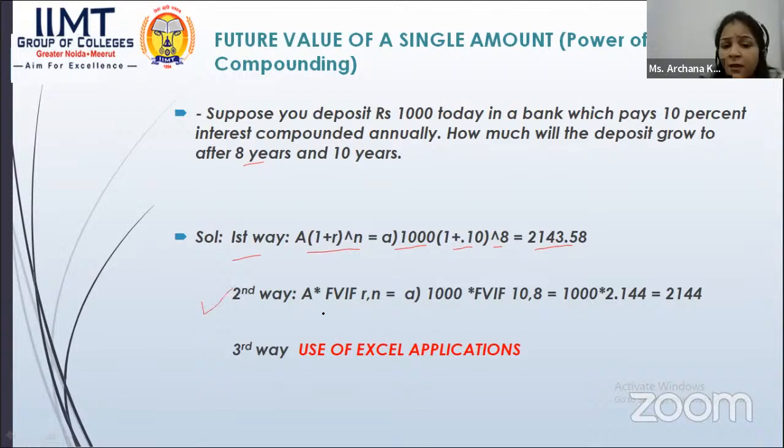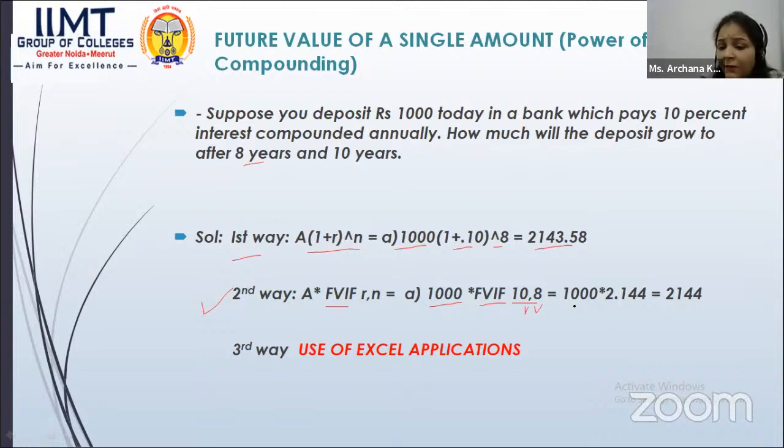The second way, we can use the finance tables. Finance tables are easily available on Google. You can easily Google it and you can get the values of the future value interest factor. So we basically have 4 tables: FVIF, FVIFA, PVIF, and PVIFA. We'll consider the others later on. Since this is a case of lump sum, we will consider the future value interest factor table. So what we'll do is multiply our principal amount, that is 1000 rupees, with the future value interest factor 10,8. 10 is the interest rate and 8 is the number of years.